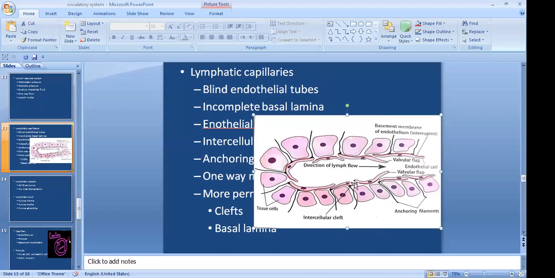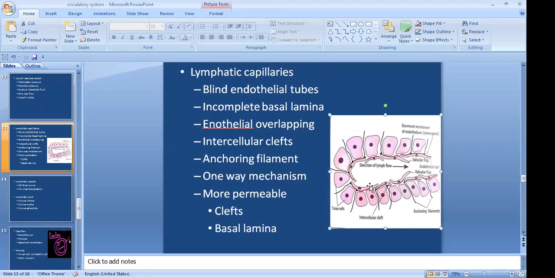You see here, these are the clefts. And they are covered by the incomplete basement membrane. And the lecture is finished already. So if any questions, again, you can ask.